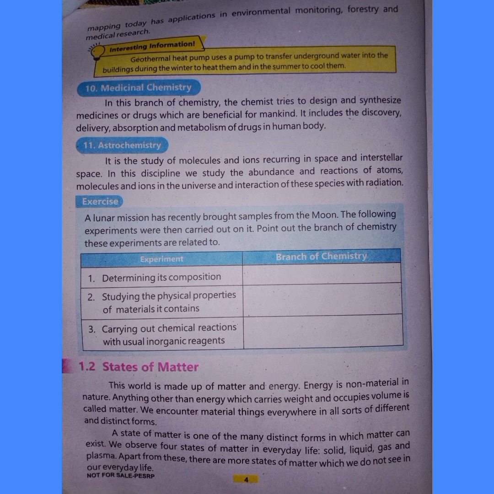Next branch of chemistry, astrochemistry. It is the study of molecules and ions occurring in space and interstellar space. In this discipline, we study the abundance and reactions of atoms, molecules, and ions in the universe. Now, all the branches of chemistry end at this point.